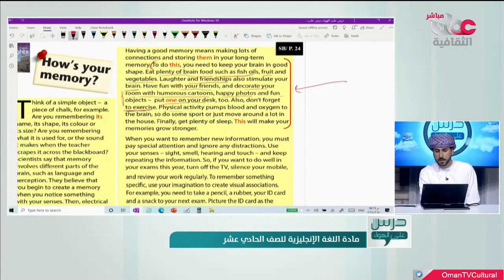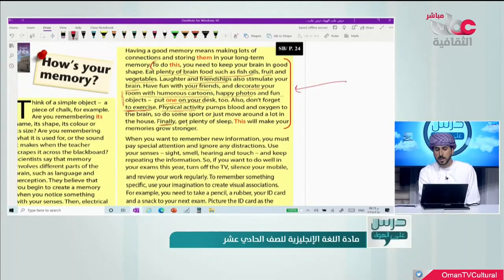Physical activity, okay? Physical activity pumps blood and oxygen to the brain. So do some sport or just move around a lot in the house. So this will help your brain to work effectively.